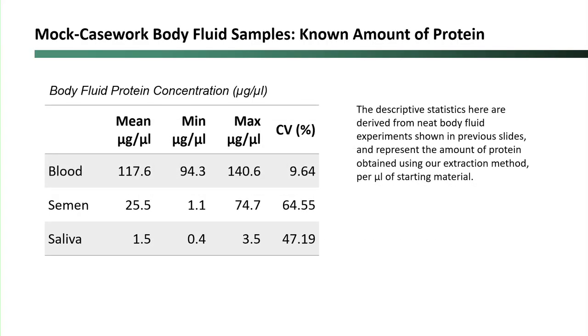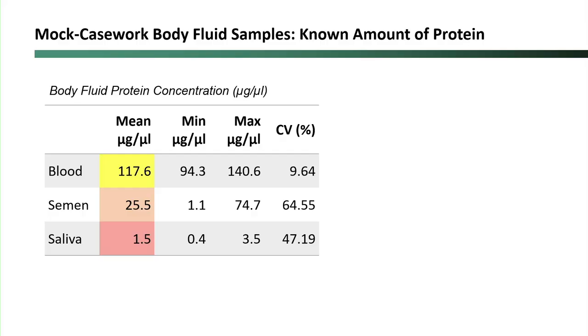And the reason we did that is because the different body fluids that we're testing for have very, very different concentrations of total protein per body fluid. So these numbers that you see in the table here are generated from the neat samples. So this is the amount of protein we get using our extraction method per volume of the original neat sample. And so you can see there's huge differences between the amount of protein concentration per volume of blood versus semen versus saliva.